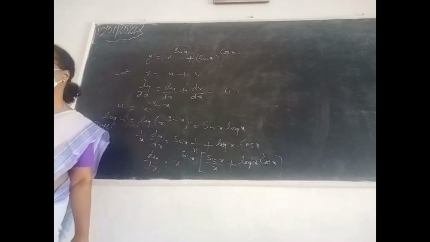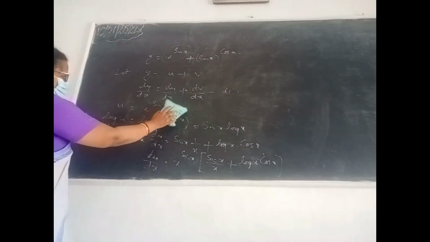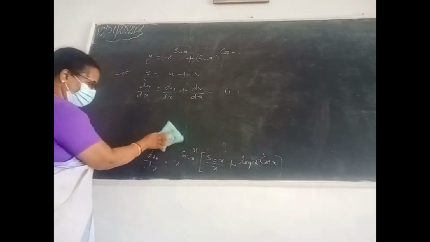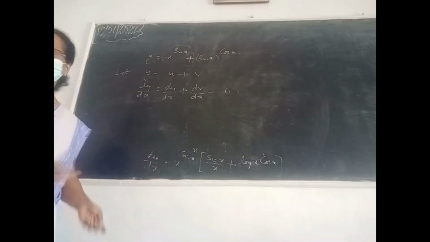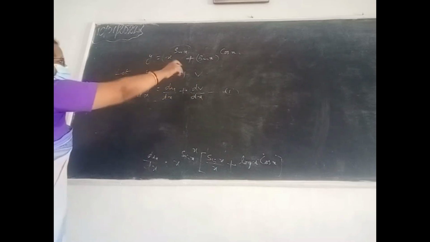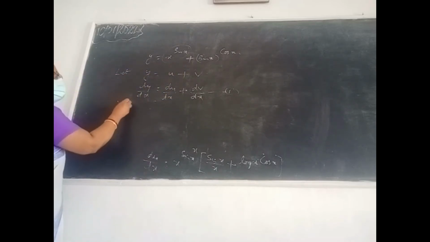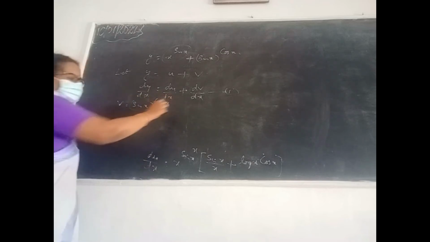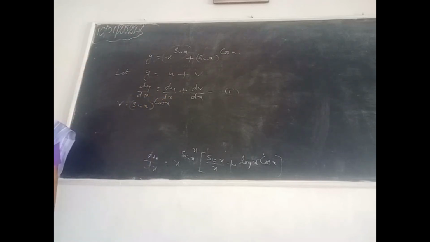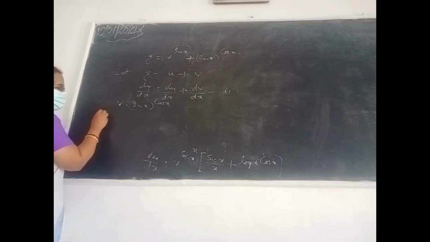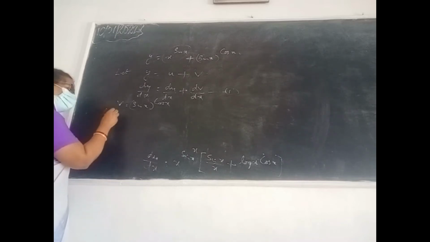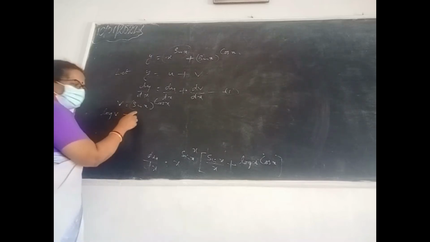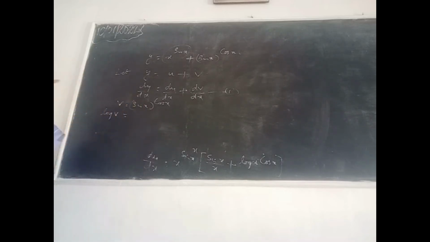Similarly, we will find dv by dx. We need du by dx, keeping it here. Now let us do the b part. What is b? Sin x raised to cos x. What will we do? Take logarithm on both sides. So log b equals log of sin x raised to cos x.